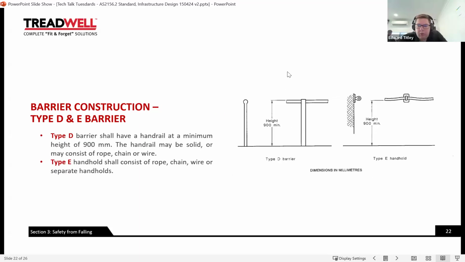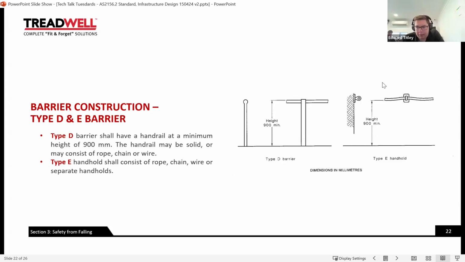The type D or E barrier. Type D barrier is a single handrail at the minimum height of 900 mil, which may be solid or may consist of rope, chain, or wire. But I'll draw your attention once again to the fact there's no mid-rail, there's no infill.